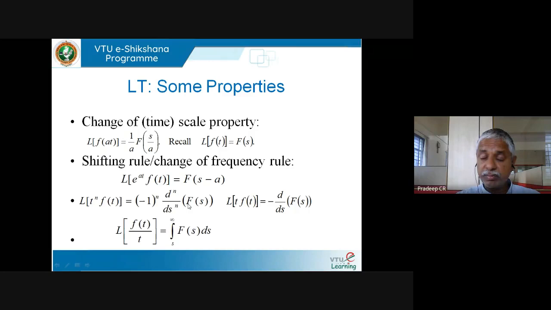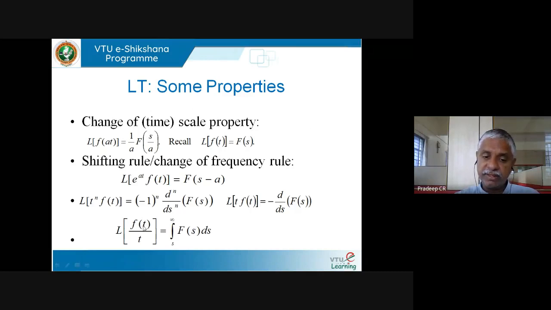The most useful part of this formula is when n equal to 1. When n equal to 1, I have written down this formula explicitly. So if you put n equal to 1, I get L of t f of t is minus the first derivative of F of s. That's what is written here. This is a very useful formula because whenever you want to multiply a function by t and find its Laplace, this formula is going to be useful.